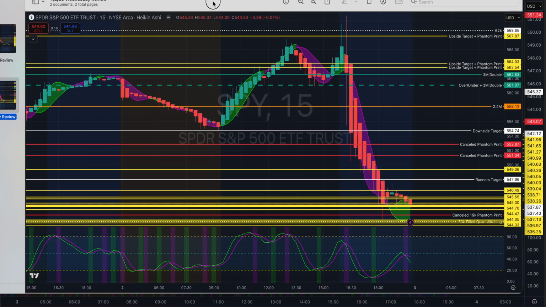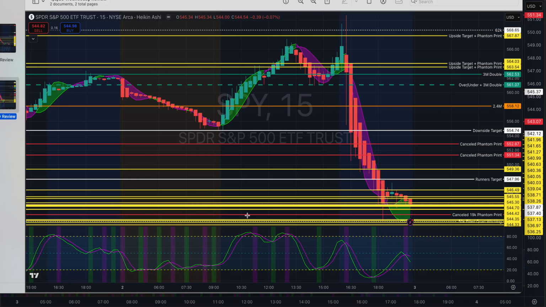Okay, you can see it. So this was yesterday, and this was the Liberation Day. So the tariffs were announced, and you can see we went up. We filled a couple Phantom prints on the upside, and then the downside volatility was crazy. We went and we filled several down here. All these yellow, I mark them as yellow if they're Phantom prints.